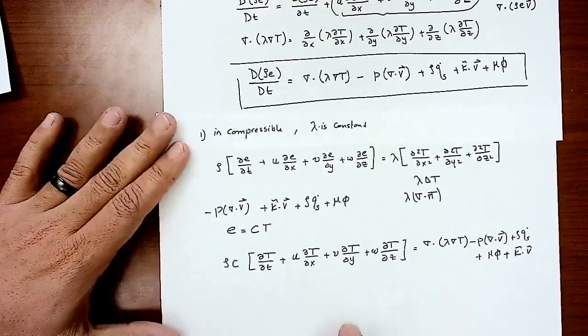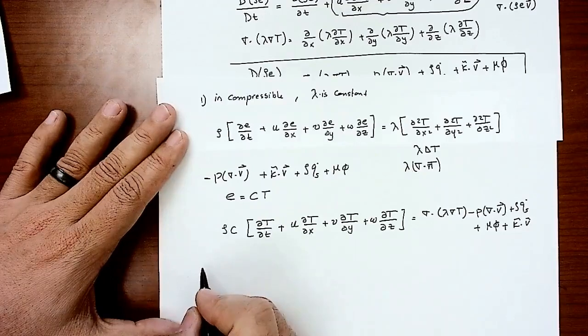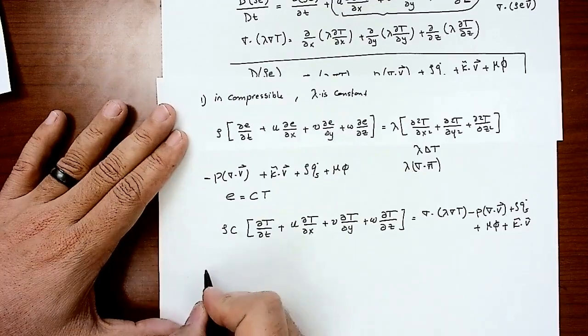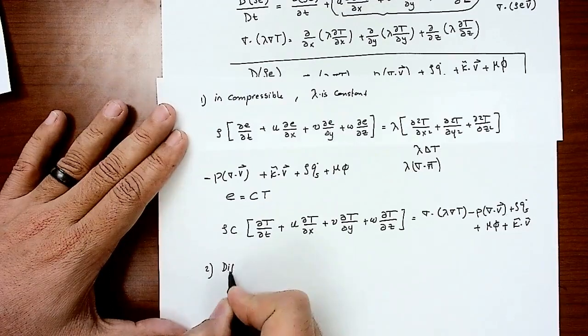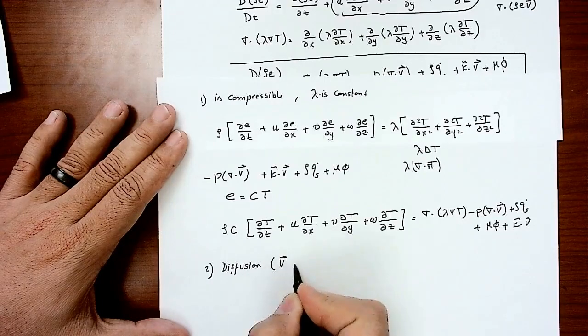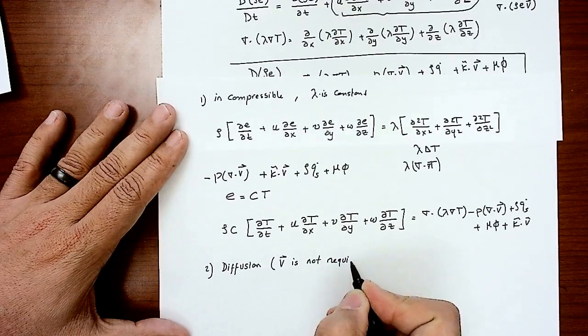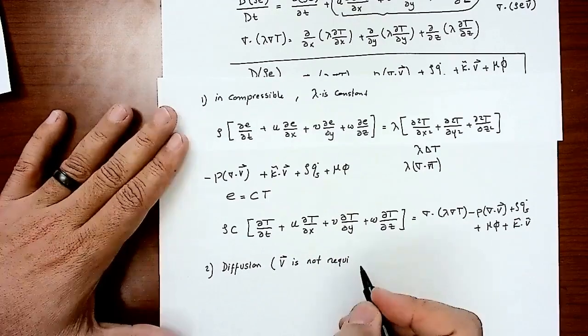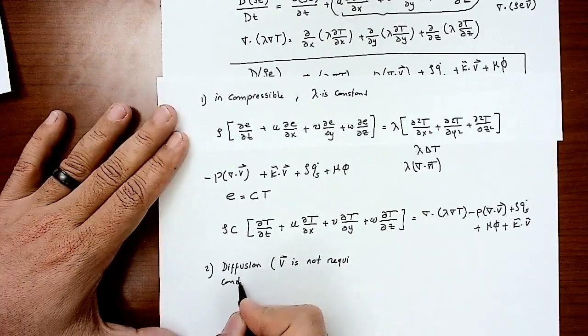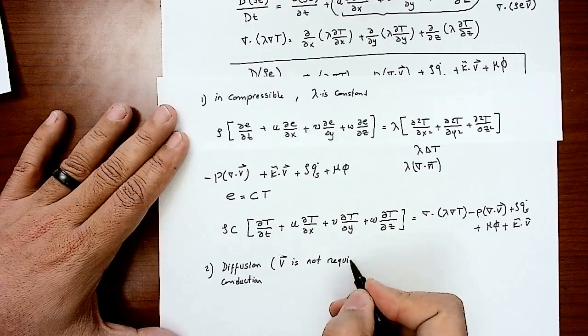Then if we solve for diffusion only, if we are doing a diffusion problem, this means that the velocity vector is not required. Diffusion means that there is no motion of the bulk fluid. It's like conduction. I want to show you where that equation will go.